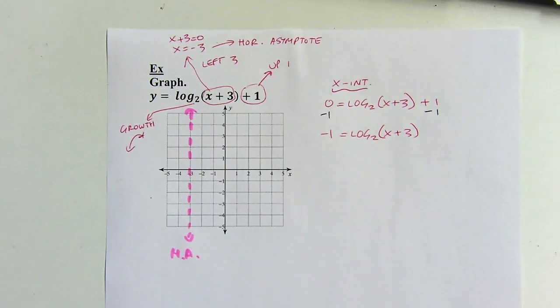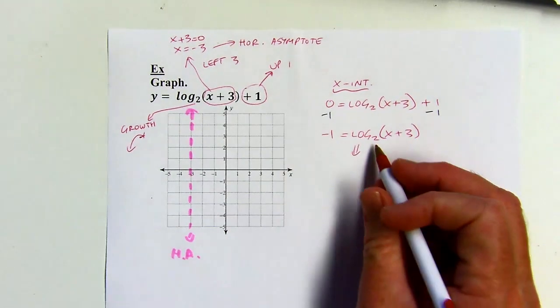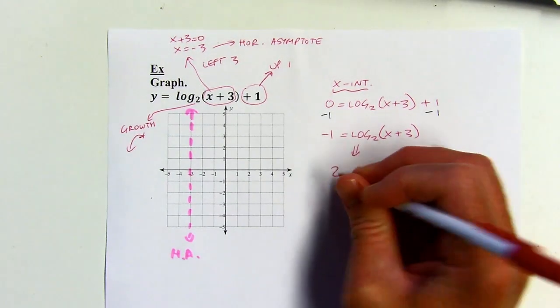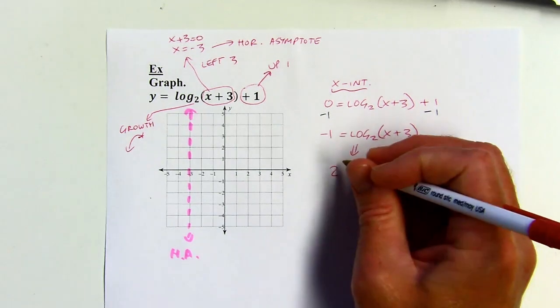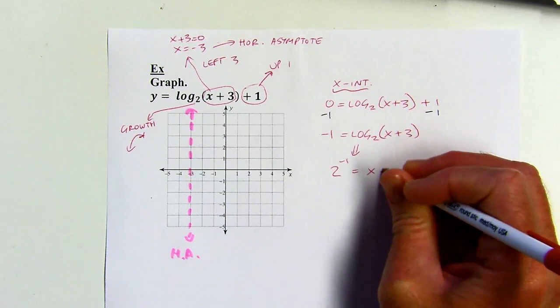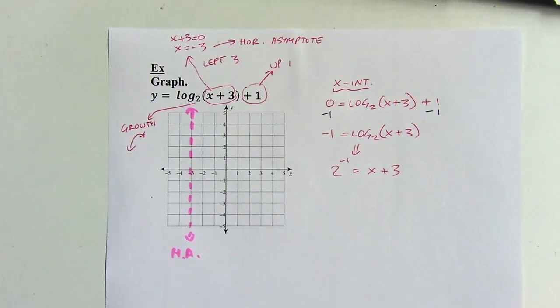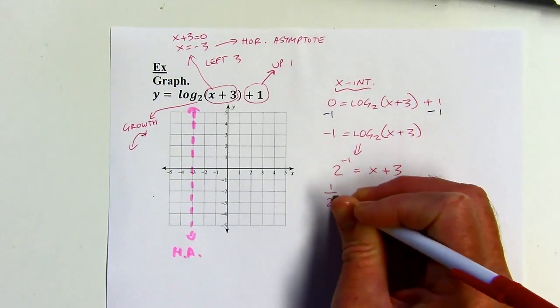Okay, so in order to get the x plus 3 out of the log, I have to convert this to exponential form. Okay, so 2 would be my base. In log form, the exponent is isolated, so this negative 1 goes there, and then that's going to equal the quantity x plus 3. Okay, so 2 to the negative first, that's 1 over 2 to the first, so 1/2.